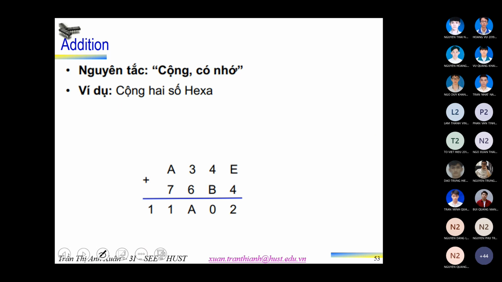We can apply this rule for hexadecimal number addition. You have 3 minutes to prepare this example.